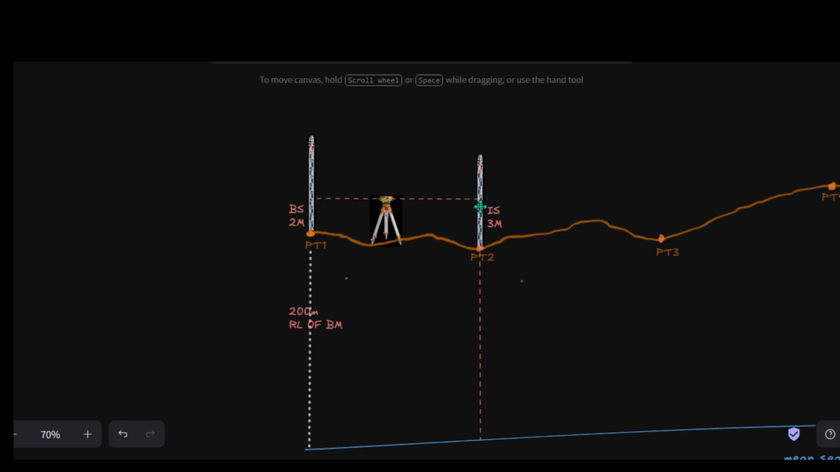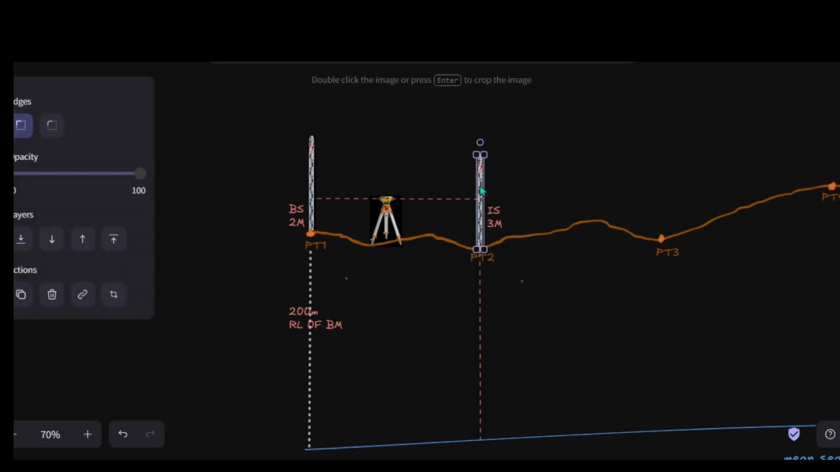But for now, I'm only changing the staff, since I can see that it's possible to view from here without distance limit at this point 3. From here, we can view any object on point 3 from where the instrument is now. So I can say, okay, let me duplicate this.